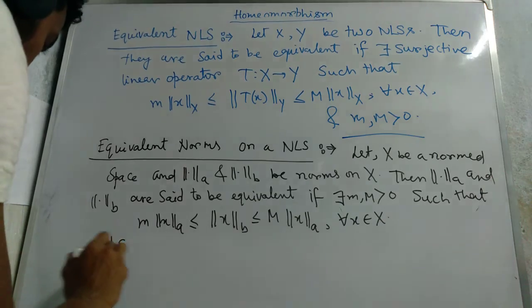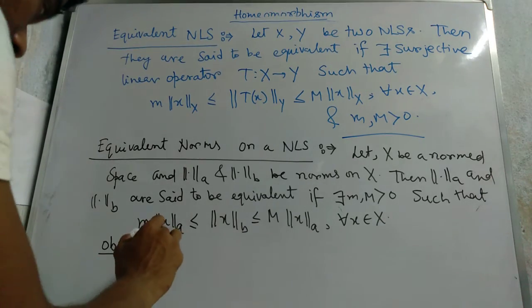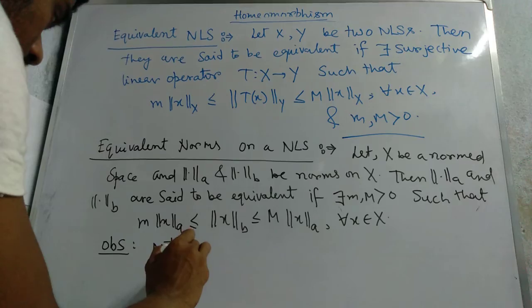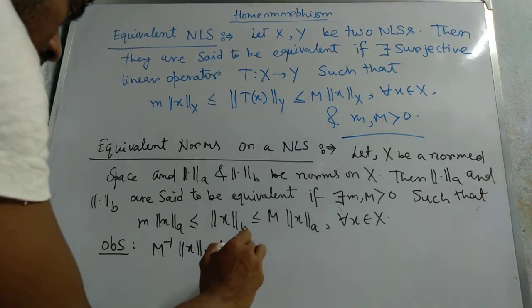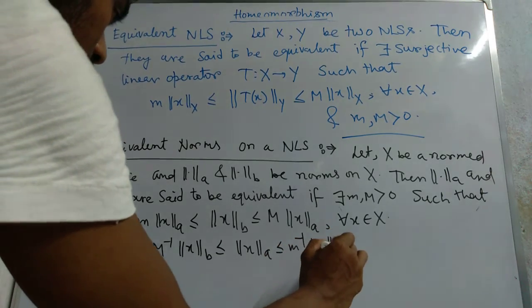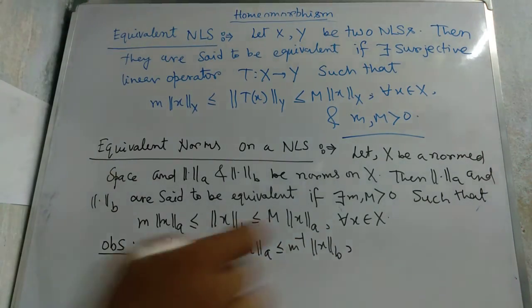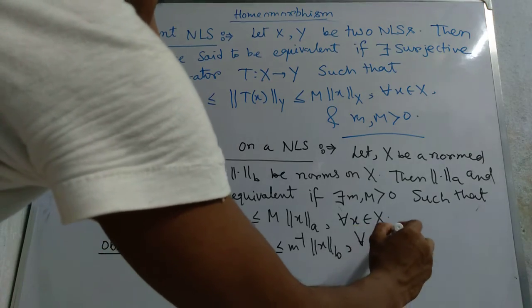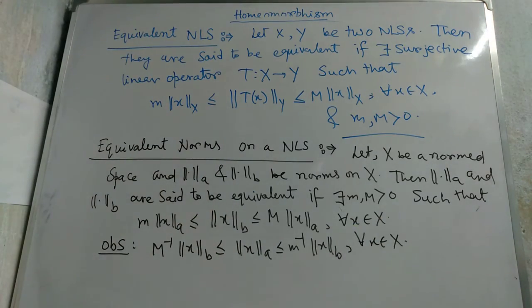Now observation: (1/M)‖x‖B ≤ ‖x‖A ≤ (1/m)‖x‖B for all x belongs to X. This one is the equivalent norm on a normed linear space. Okay, so today we stop here.